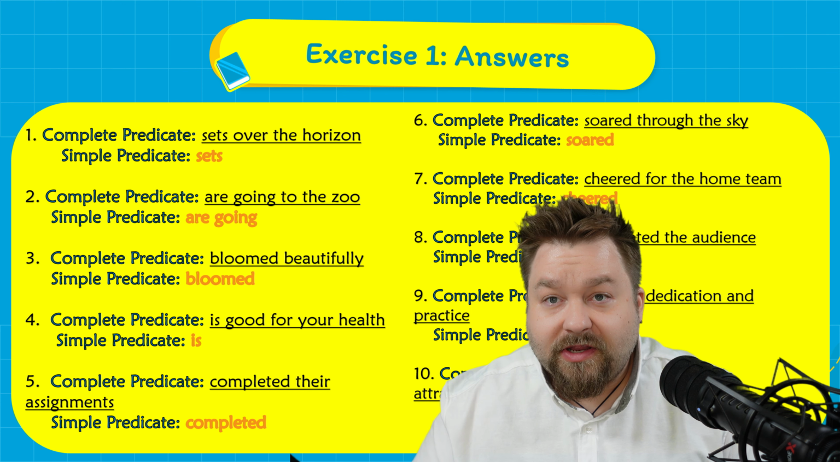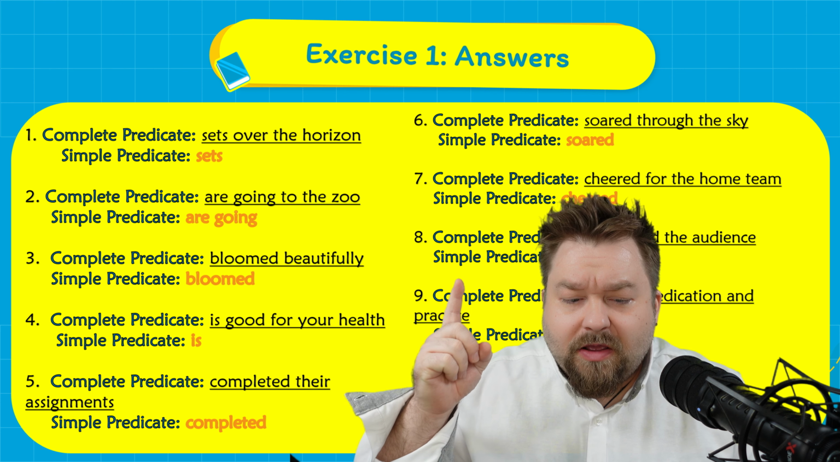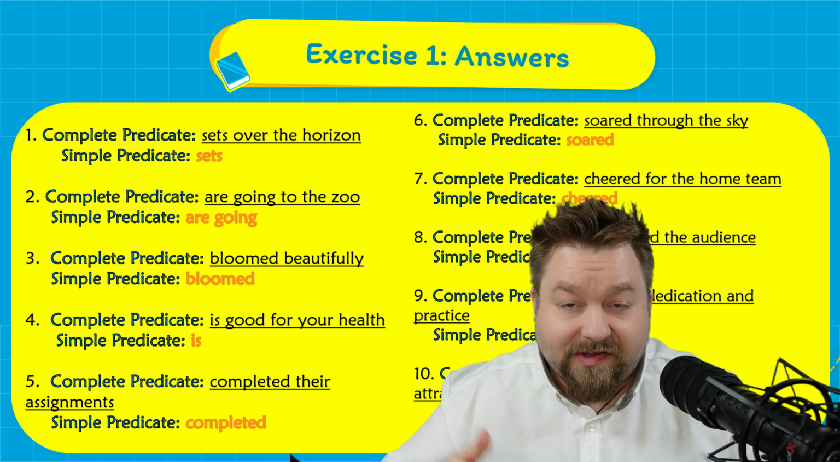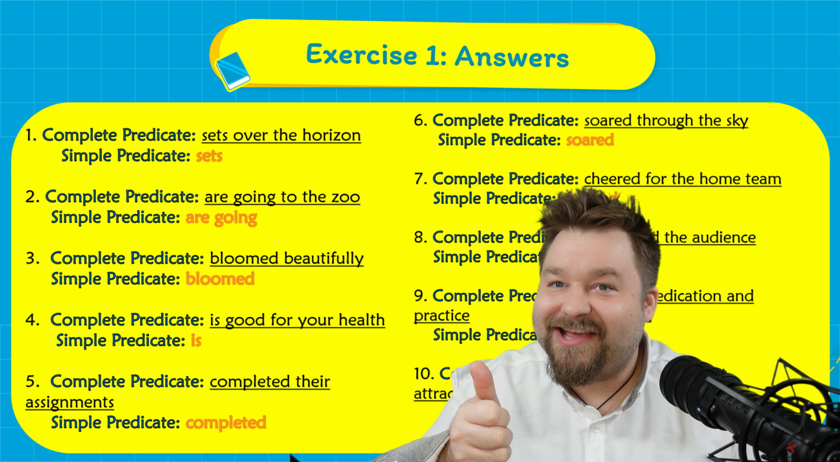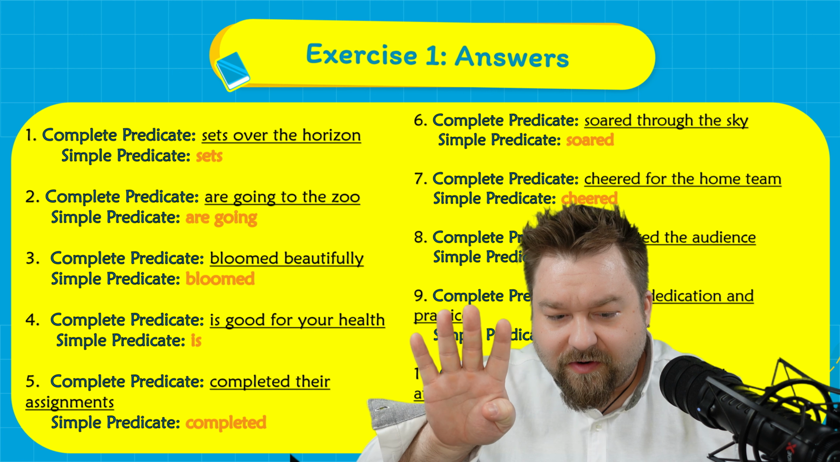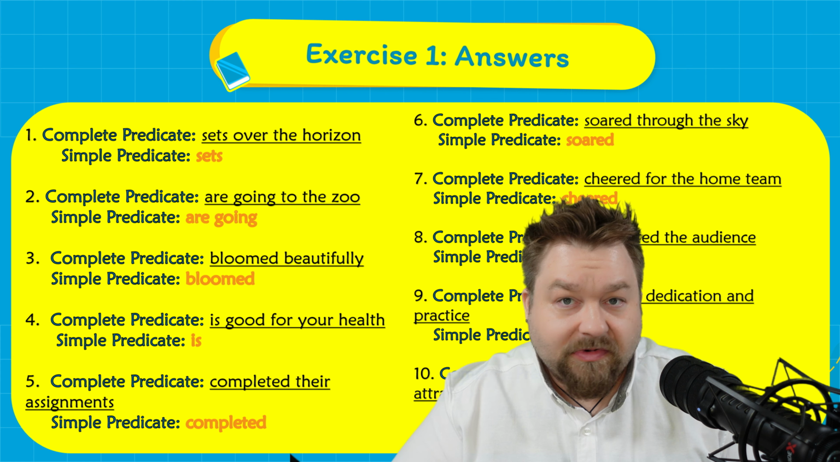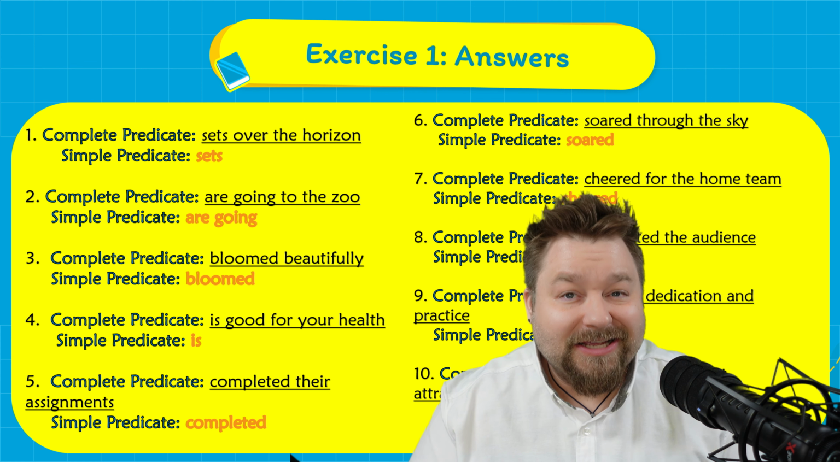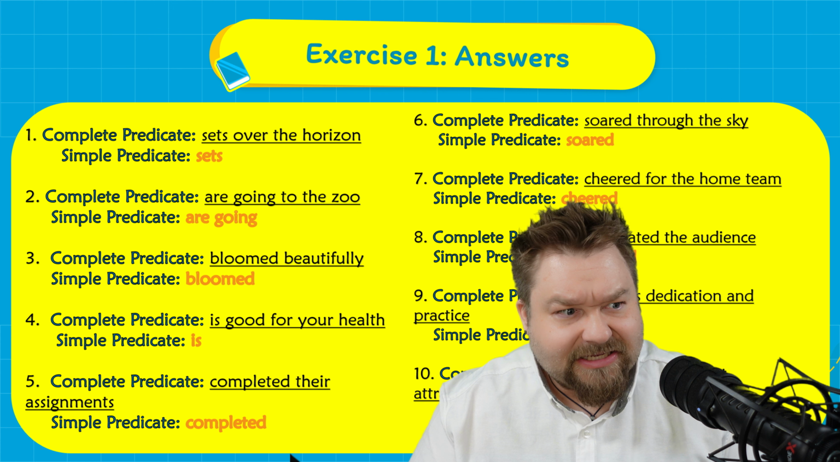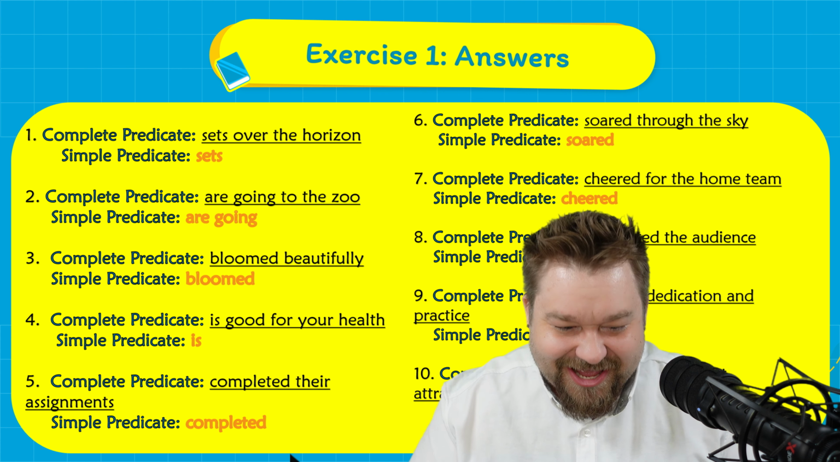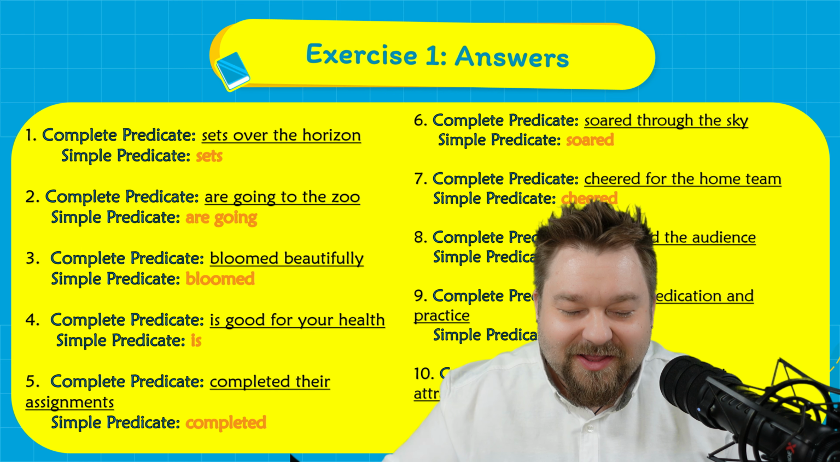It's our verb phrase, right? Get that little helping verb. Number three, bloomed beautifully. Well, beautifully is detail, so the simple predicate is bloomed. Number four, is good for your health. Is is the answer. Number five, completed their assignments.